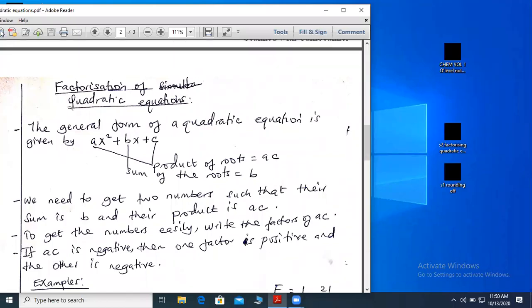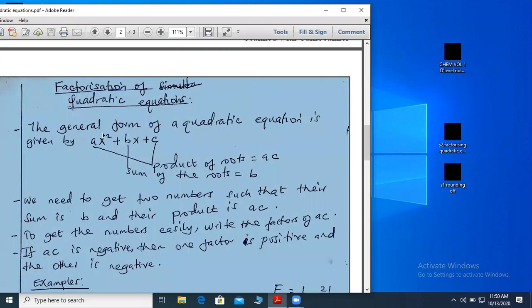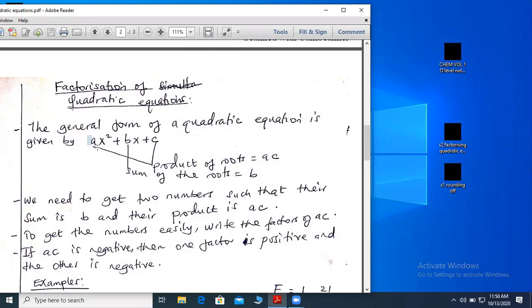Factorization of quadratic equations. Remember we defined a quadratic equation some time back as an equation where the highest power of the unknown is 2. The highest power of x is 2. So this is ax squared plus bx plus c. This is the general form of a quadratic equation. Now, if we tell you to factorize it, listen.